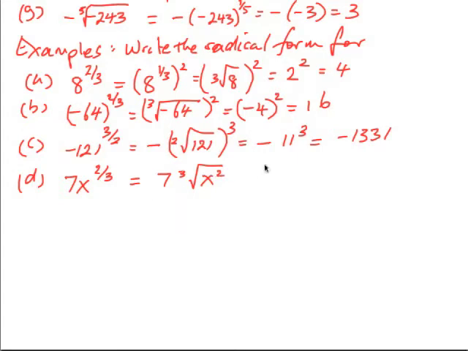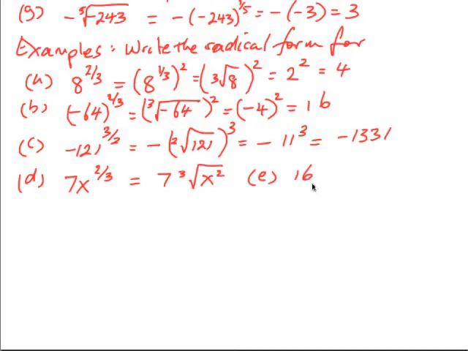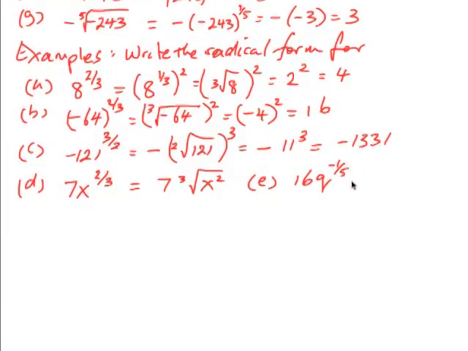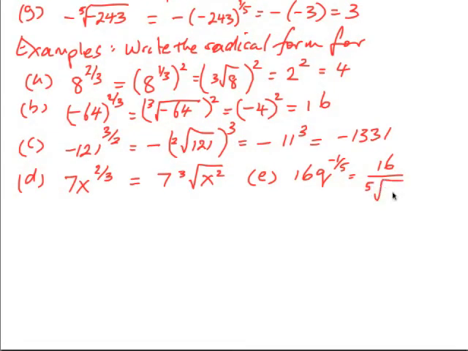Alright, what if we have, let's do part E here. Let's suppose that I have 16 q to the negative 1/5. This would be 16 over the 5th root of q.